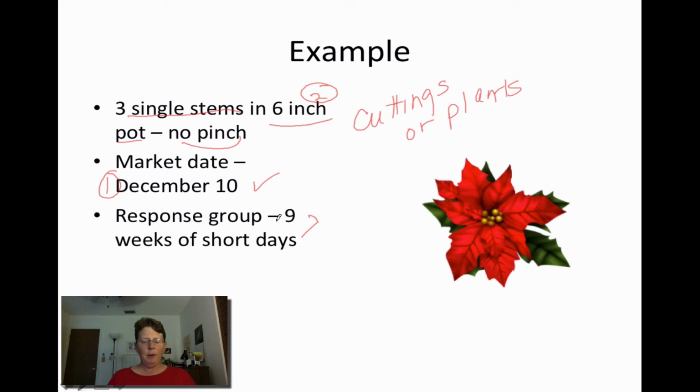In order to know the response group, we need to know the cultivar, or the name of the plant, because there are published guidelines that say certain cultivars need so many weeks of short days, so many weeks of long days, depending on what the plant is. All these flowering potted crops have response times, or a time that's needed for us to get flowers. In our example, we're going with a 9-week response time.